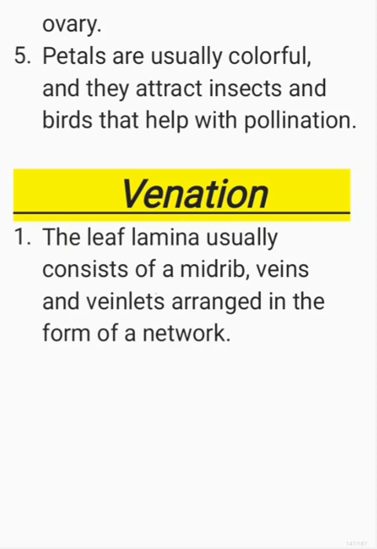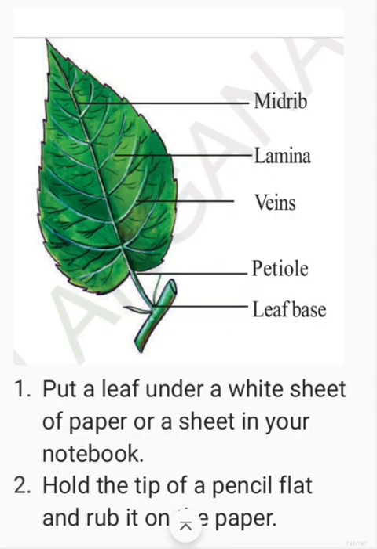Venation. The leaf lamina usually consists of a midrib, veins and veinlets arranged in the form of a network. Put a leaf under a white sheet of paper or a sheet in your notebook. Hold the tip of a pencil flat and rub it on the paper. You get an impression, a pattern similar to that on the leaf.